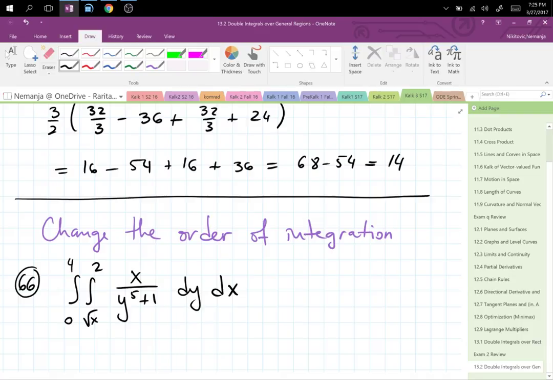So, change the order of integration. Now, does anyone have any idea how would we go about changing order of integration? I already told you you can't just swap them. y is in terms of x, let's see, if y equals 2 and y equals square root of x, or solving for x.